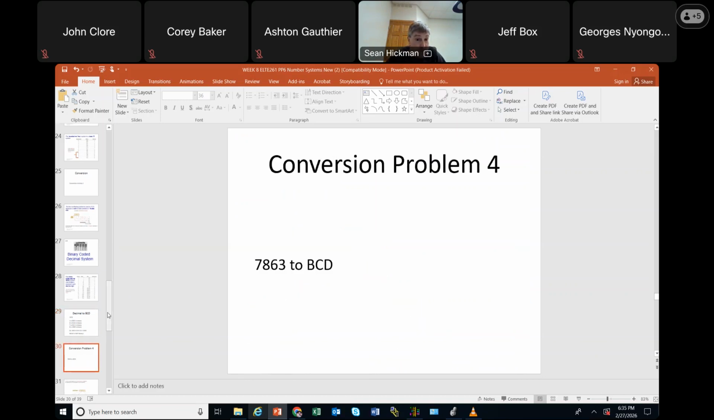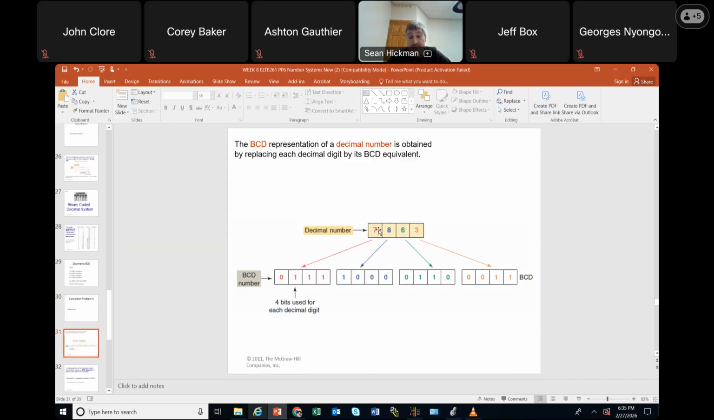Conversion problem 4, what's that? 7863 to BCD. 7 is 0111. That's a 1, a 2, and a 4. That's 7. 8 is not a 1, not a 2, not a 4. There's my 8. 6 is here's a 2 and a 4. 2 plus 4 is 6. And this is 1 plus 2 is 3. So my decimal number 7863 becomes binary coded decimal 0111 1000 0110 0011 right here.